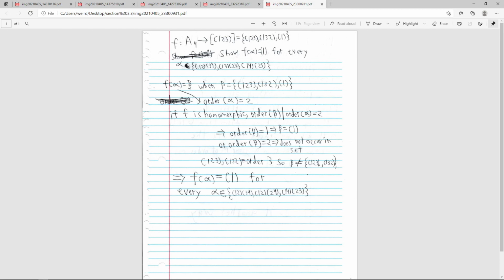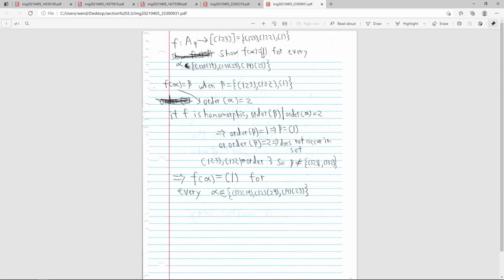So one thing to note is that F of alpha equals beta, where beta is in that cyclic subgroup. Noting from this, alpha is one of these three things all the time. The order of alpha equals 2, and beta can equal this. What alpha can equal is also these.